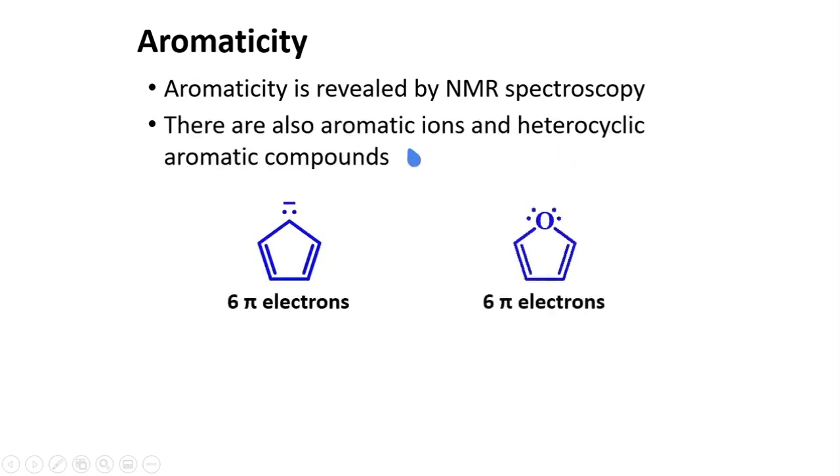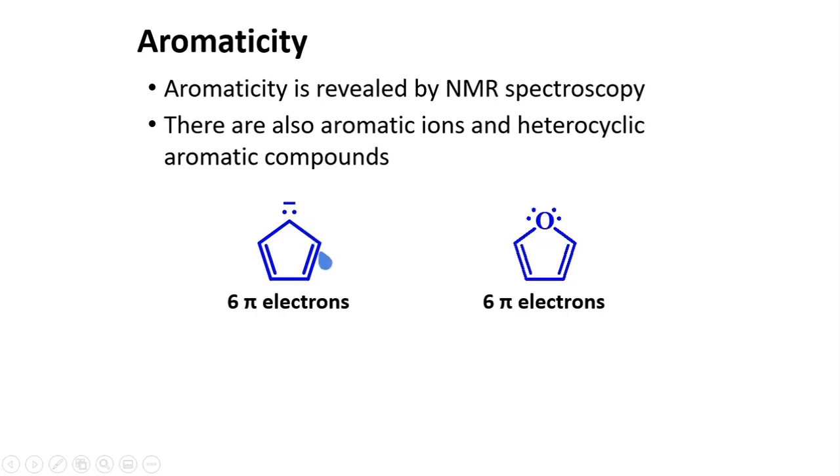There are also aromatic ions, such as this compound. This is the cyclopentadienyl anion. It has 2 pi bonds that contain 4 pi electrons and a lone pair here that is also occupying the p orbital. You should take note of this. If an atom with a lone pair is right next to an atom that is sp2 hybridized, this atom will also be sp2 hybridized.